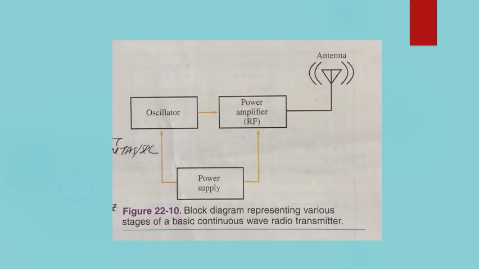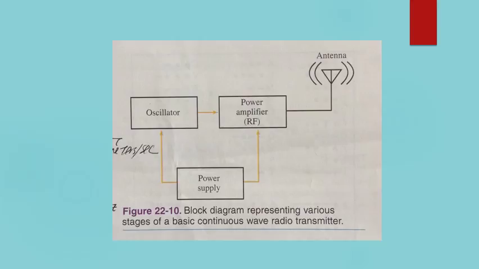Following the action in figure 22-10, the oscillator creates an AC sine wave at the desired frequency. This signal is called the carrier wave. The carrier wave is then amplified by the radio frequency, RF, power amplifier to the desired output wattage. A power supply is required to provide the voltage or voltages and current needed to operate the oscillator and the RF power amplifier. The output is then fed to an antenna. From there, the energy is sent into the air as an electromagnetic wave.